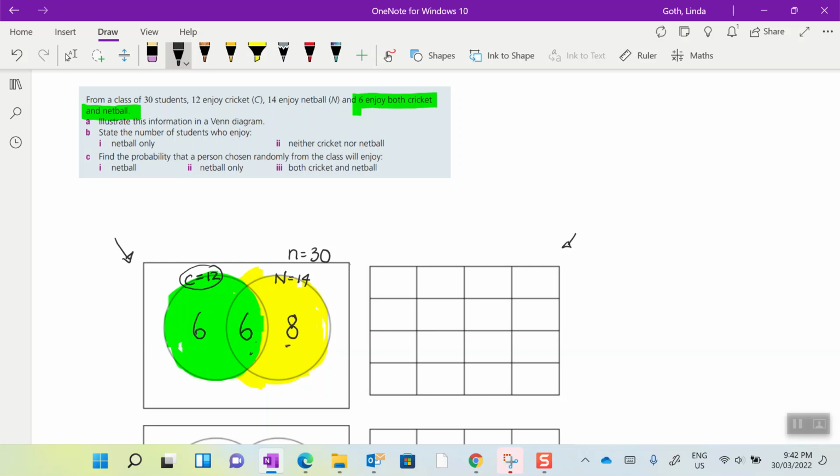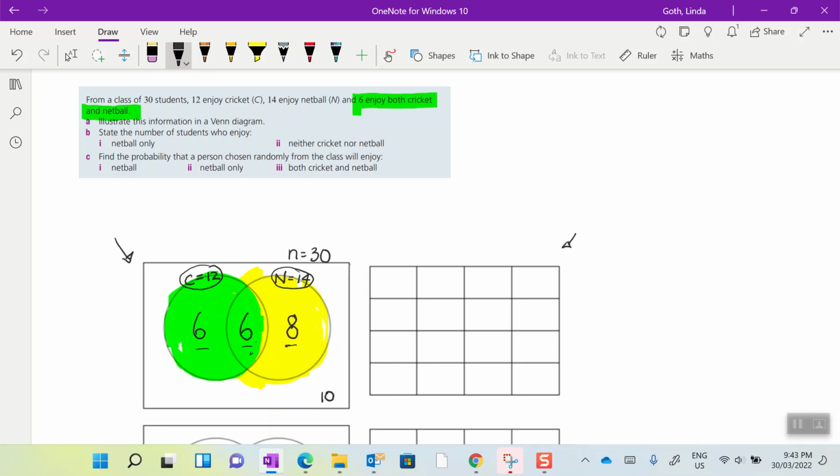Now we're not quite finished, because the numbers inside the rectangle don't add up to 30. So we're not using these numbers here, they were just our indication of what they had to add up to. So 6 plus 6 is 12, and 12 plus 8 is 20, but we know that there was a class of 30 students. So there must be an extra 10 students, and they go out here, outside the circles.